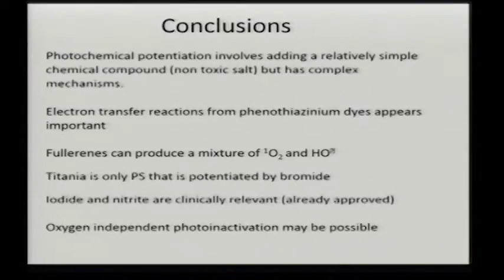It's known that fullerenes can produce both singlet oxygen and hydroxyl radical. They're sort of similar to phenothiaziniums to some degree, although there are differences. Titania is the only photosensitizer that's potentiated by bromide. I say iodide and nitrite are clinically relevant, they're already approved, and it is possible in some of these circumstances that we can do oxygen-independent photoinactivation.